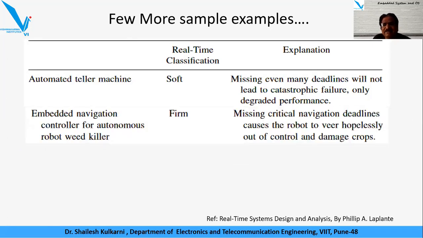The second example is the embedded navigation controller for an autonomous robot weed killer.